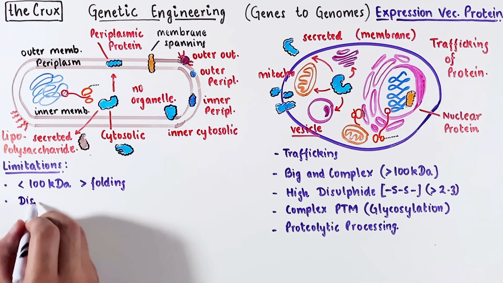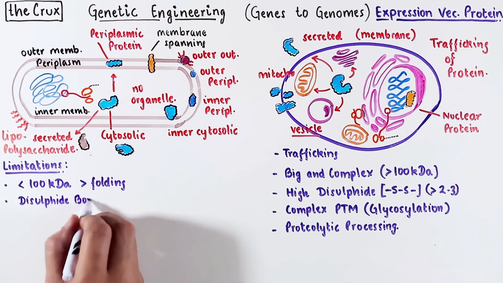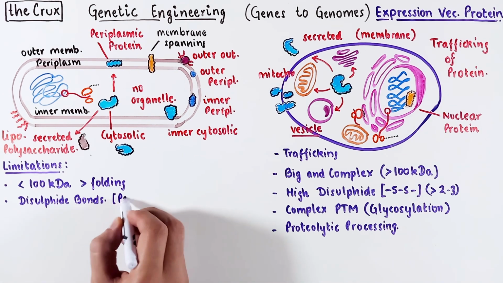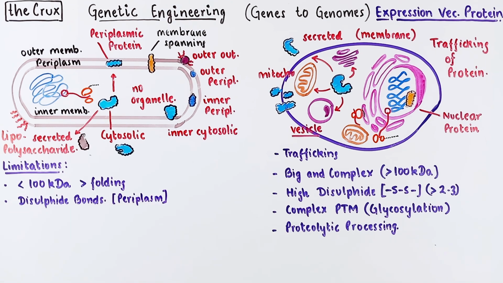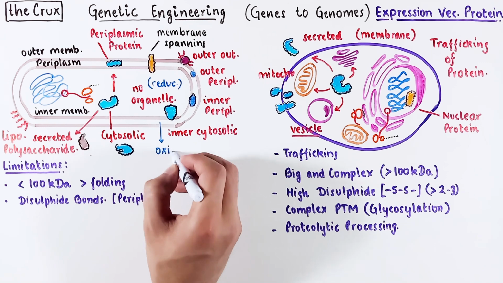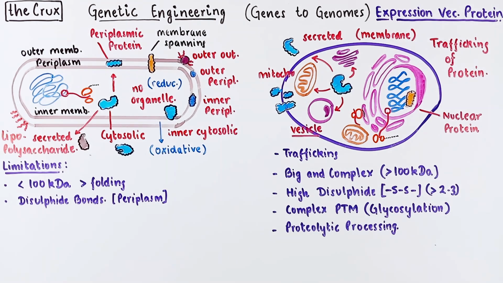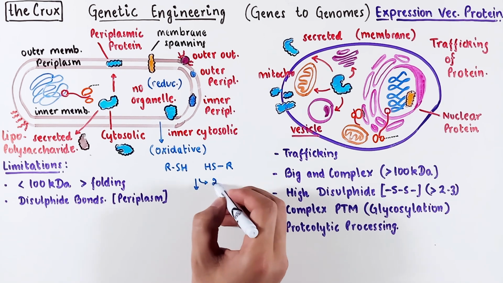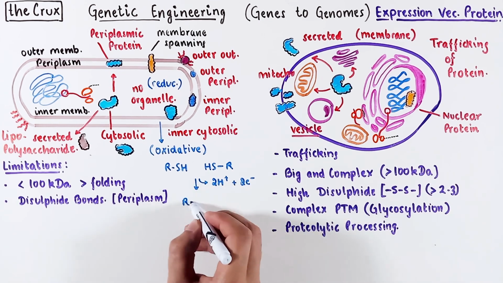Bacterial proteins do not have a lot of disulfide bonds. The only place for making such bonds in bacteria is the periplasmic space. This is because the cytoplasm is reducing and you don't have any organelles to compartmentalize. So the only space left is the periplasm, which is oxidative in nature. Here you find a lot of electron acceptors that can take two cysteines and join them.